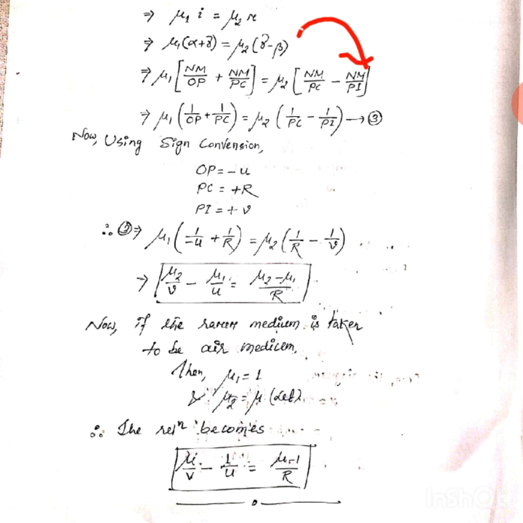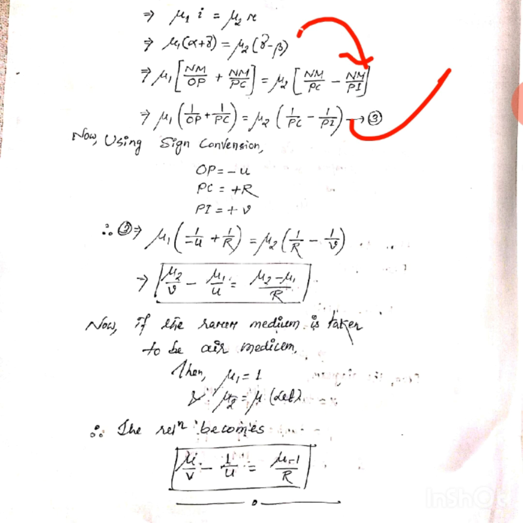So we are getting this equation, and you see the numerator nm everywhere, so we can cut it out. We will get mu 1 whole into 1 by op plus 1 by pc is equal to mu 2 whole into 1 by pc minus 1 by pi. So this is the equation 3.